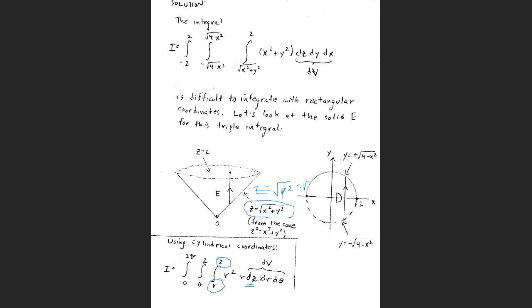Then you have to do your limits with respect to r and theta. Well, a circle of radius 2, r would go from 0 to 2, and theta would go from 0 to 2 pi.